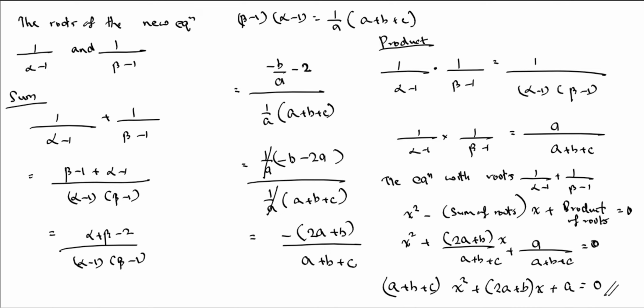Okay. Now for the next part, they are telling you that a is greater than 0 and a plus b plus c is greater than 0. They are telling you to show that the minimum value m1 of f(x) is given by minus delta over 4a.